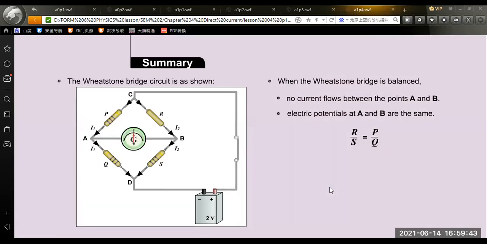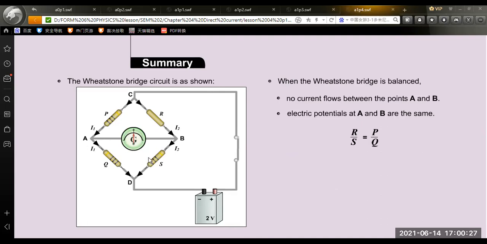As a conclusion, we can say that the Wheatstone bridge circuit is shown as in the diagram, where it is formed by 4 resistors. Sorry, each 2 resistors are connected in series. For example, P and Q are in series, R and S in series. But P and Q together are parallel to the resistors R and S.